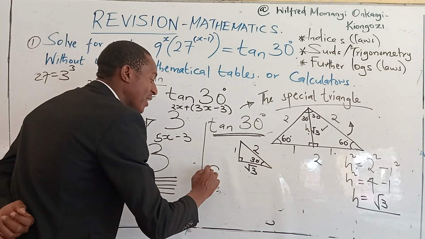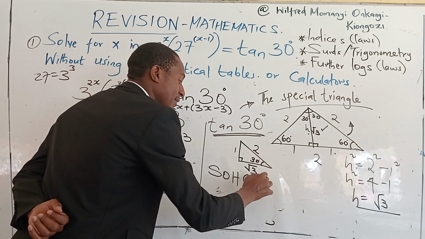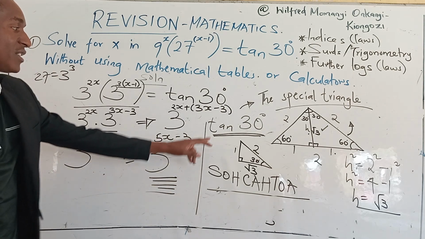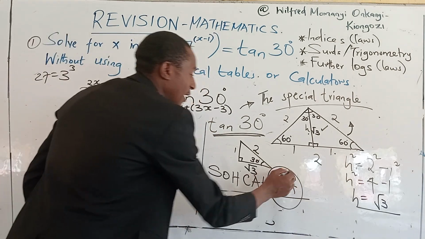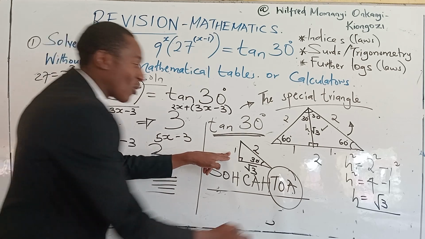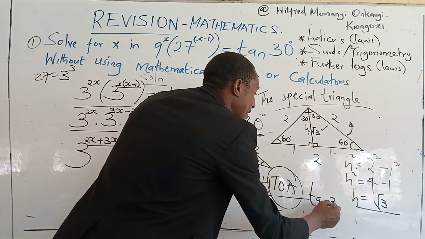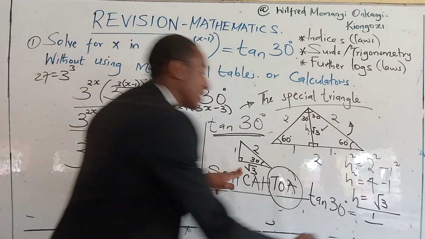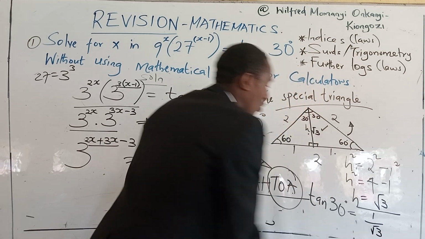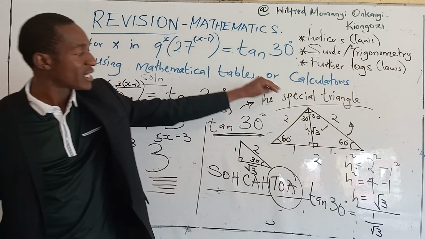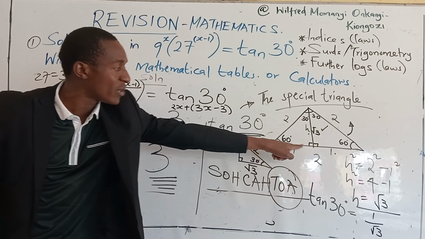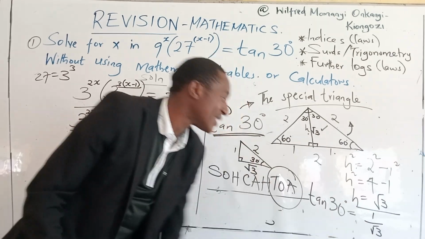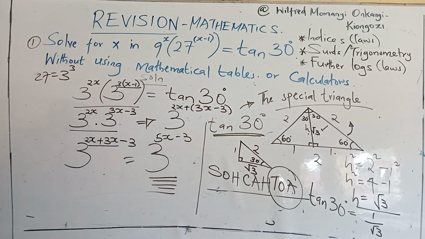That is to say, we have what we call SOHCAHTOA, from trigonometry form 2. If it is tangent, it is opposite over adjacent. So opposite is 1. So tan 30 degrees is equal to opposite, which is 1, over adjacent, which is root 3. All that business of bringing to your attention the special equilateral triangle is to ensure that we get tan 30, which is 1 over root 3. And once we have that, we now get back to our question.